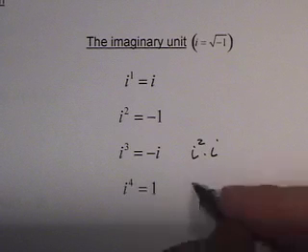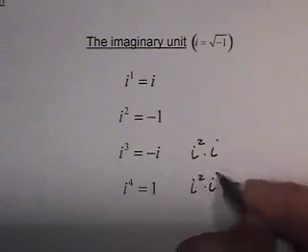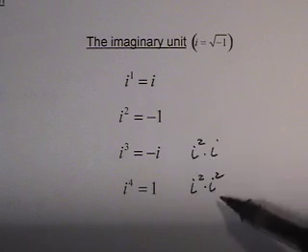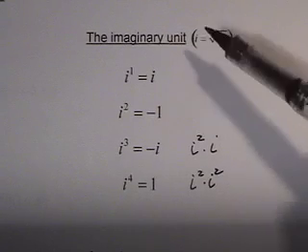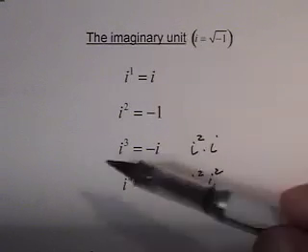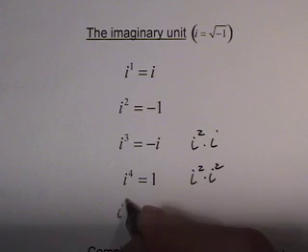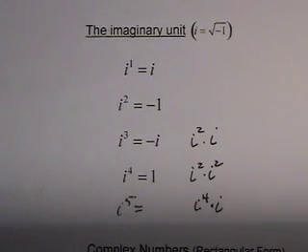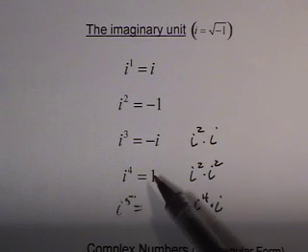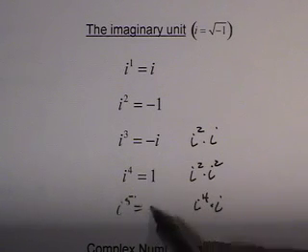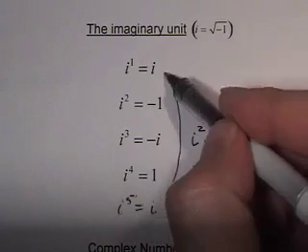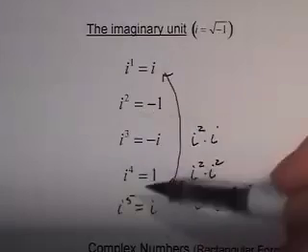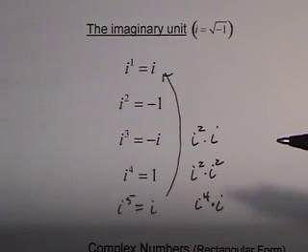Well, i to the fourth can be written i squared times i squared. i squared is -1. i squared is -1. -1 times -1 is +1. Right? And this whole process repeats over. Because if I looked at it, i to the fifth would be what? i to the fourth times i. Well, what's i to the fourth? It's 1. 1 times i is simply i. And you'll see I start all the way back at the beginning. So there's really only 4 pieces of this pattern, and they repeat over and over and over.